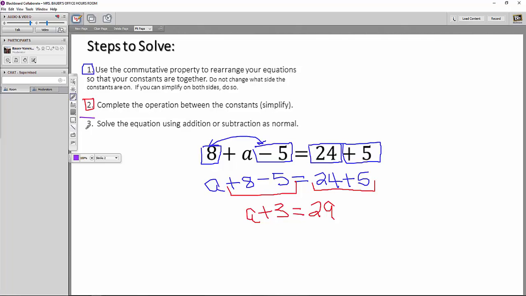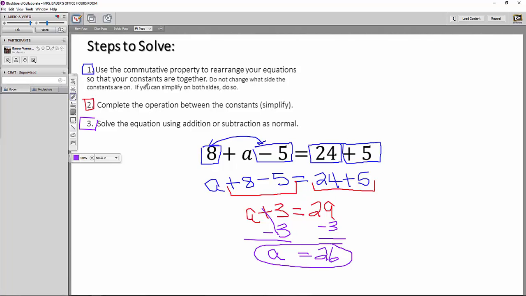All right, step number 3. Solve our equation using addition or subtraction as we normally did in the previous days. We're adding 3 to the variable, so we need to do the opposite by subtracting 3. And we need to do the same thing on both sides of the equal sign. A plus 3 minus 3 cancels out. I'm left with A. 29 minus 3 is 26, and so I get A equals 26. Again, remember that you need to check to make sure that this is correct.